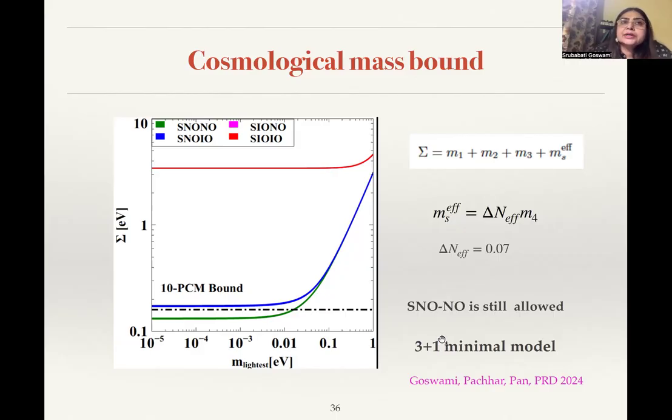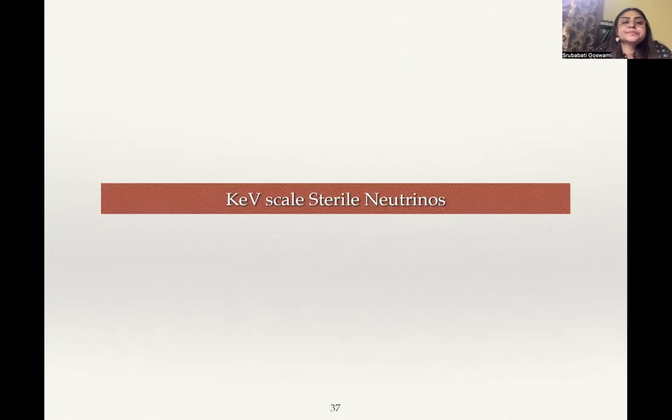People have considered resolving the disappearance and appearance tension by going to 3+2, but then it will also be very problematic with this kind of standard cosmology.